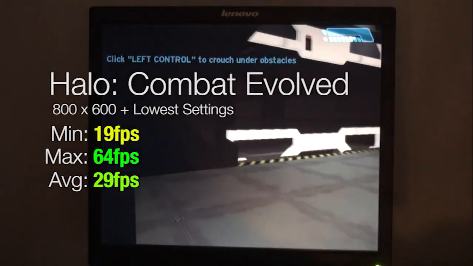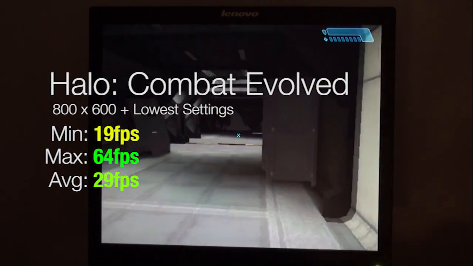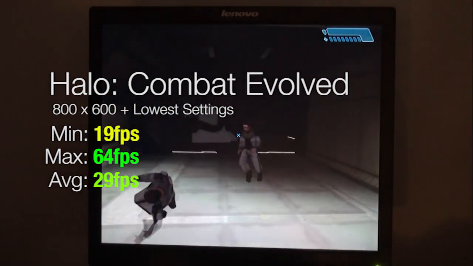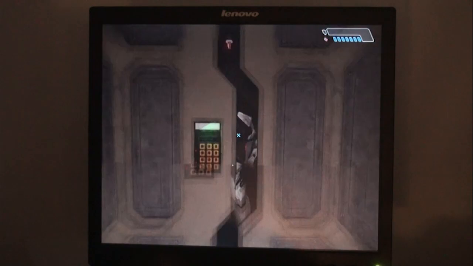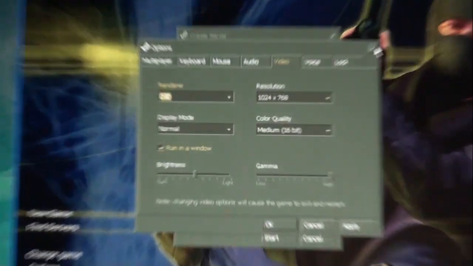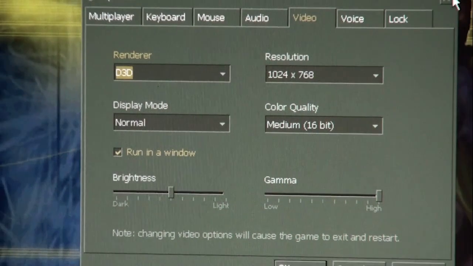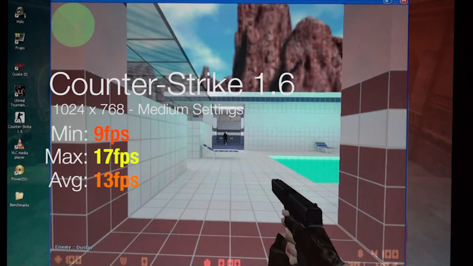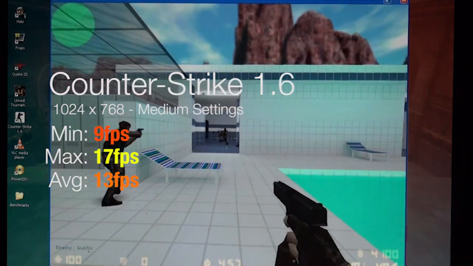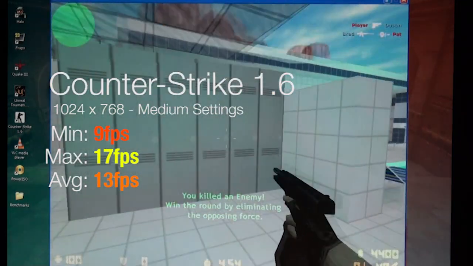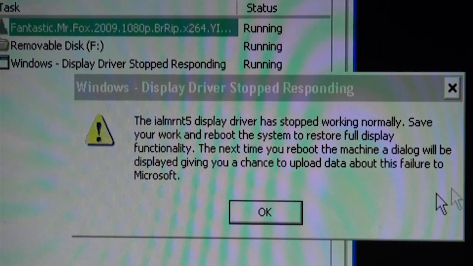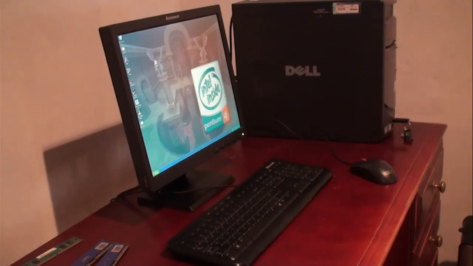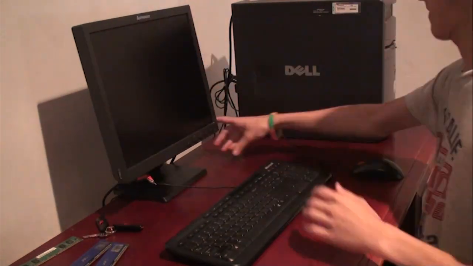When I was in school, we literally adapted to playing Halo at these kind of frame rates, as the PCs at school weren't exactly built for gaming. So playing Halo like this is totally natural to me for this reason. Now CS 1.6 at about the same resolution of 1024x768 on the normal setting pulls in around 17 FPS at its highest and 9 FPS at its lowest, with an average of around 13. Now, attempting to play HD video just simply didn't happen. Now let's see if adding 2GB of RAM to this beast can change any of these numbers.